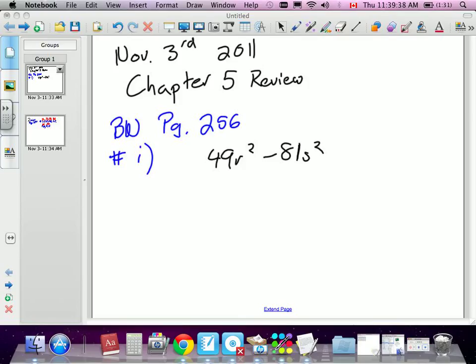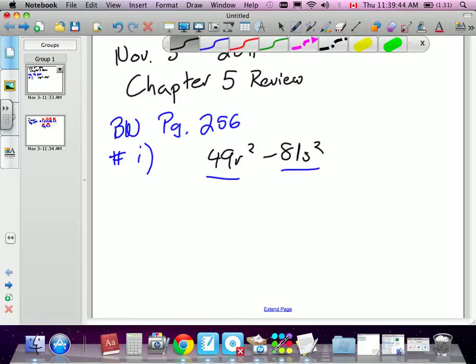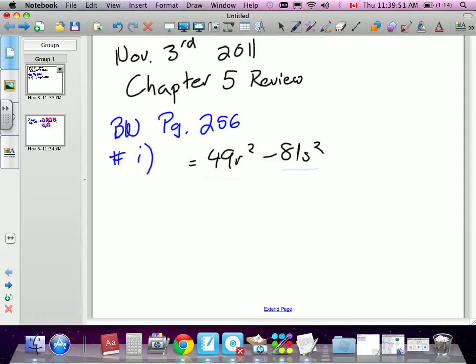When I look at this, I have to recognize, first of all, it's not a trinomial. There's only two terms in this expression. And when it's two terms, I want you guys to think of, first, a greatest common factor. That's always the first thing we go for. So greatest common factor. Can I take something out of 49 and 81? No, there is no greatest common factor.